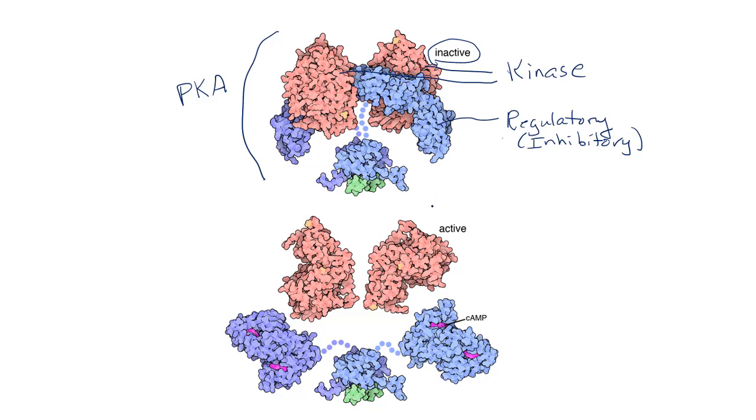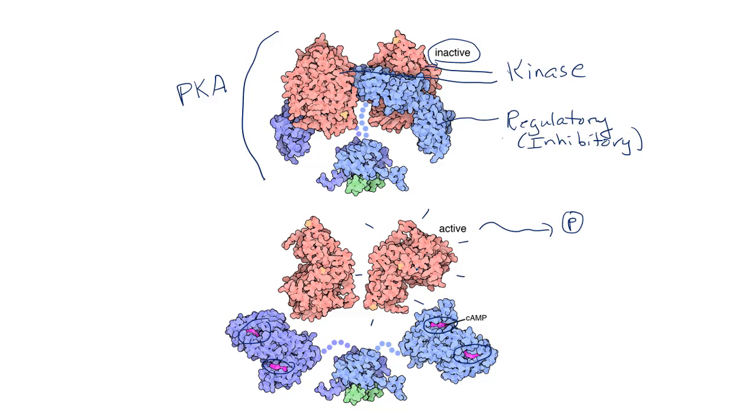So what happens is that when cyclic AMP levels rise within the cell, they bind to those inhibitory subunits. And when cyclic AMP is bound, there's a shape change in those inhibitory subunits, causing them to release the kinase domains, which now become activated. And as we know, kinases phosphorylate target proteins, and so that's exactly what's going to happen. These activated protein kinase A kinase domains are now going to phosphorylate their targets.